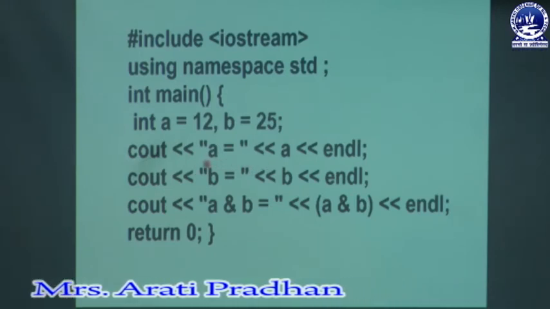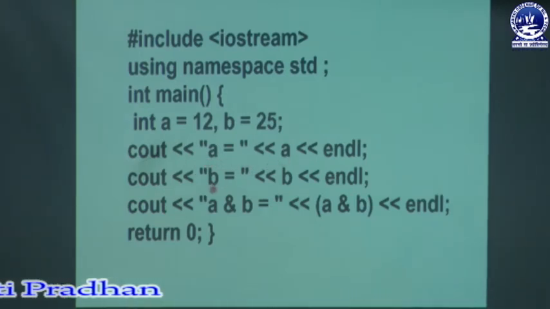Here I have just displayed the value of a, then the value of b, then cout a ampersand b. It means that here we are using the bitwise AND operator. Here we will get the output, that is 8. When you execute this program, you will get the output 8.